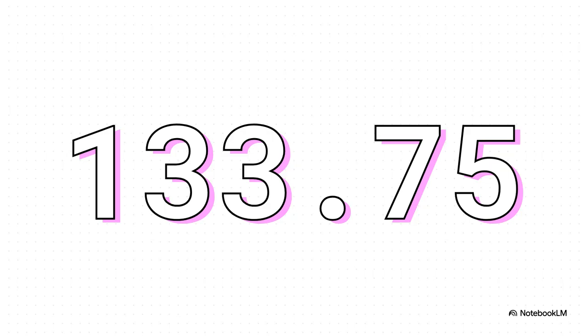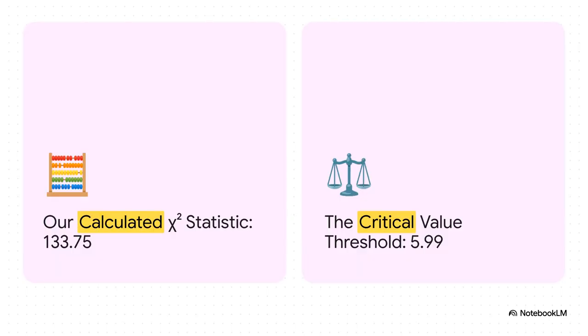133.75. This one number summarizes just how different our data is from a perfect normal distribution. The bigger the number, the worse the fit. So, is 133.75 a big number? To decide, we need a benchmark. We look up something called a critical value, which for this problem is 5.99.